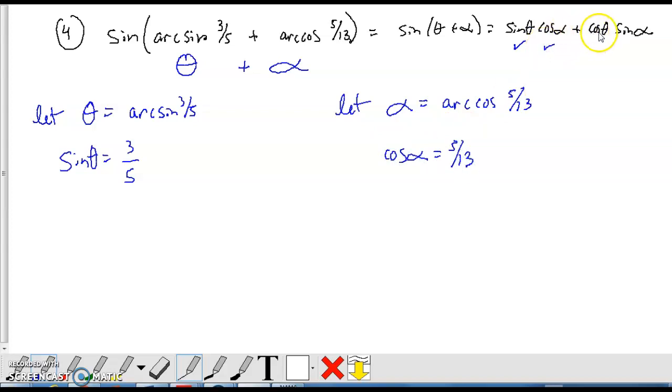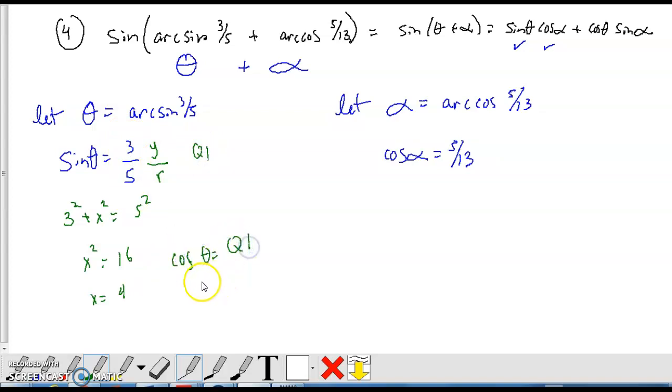I still need to figure out what the cosine of theta is. Again, what I'm going to do is use y over r. Hopefully you recognize this Pythagorean triple. So 3 squared plus x squared is equal to 5 squared. X squared is equal to 16. X is equal to 4. Notice that it's positive, so that must mean I'm in quadrant number 1. So that means that the cosine of theta should also be in quadrant number 1. So it'll be 4 over 5.